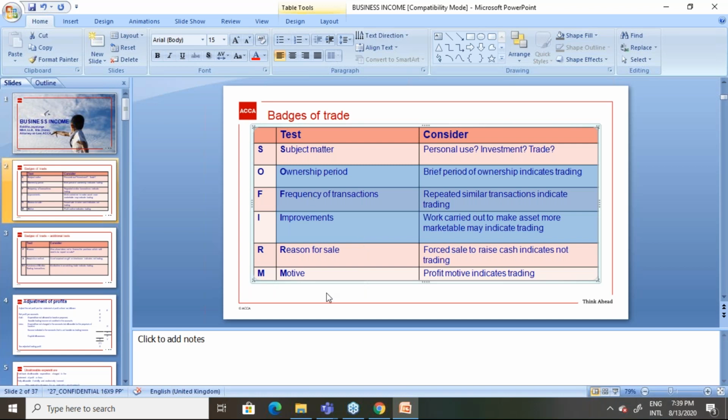You look at the subject matter. So the asset that you have sold, the property or the item that you have sold, is it something that you can use for personal use, or for investment purposes, or is it something to do with trading? Now, normally when you buy a property, straight away you can come to the conclusion it is for your personal use or for the purpose of investment. Normally, when you're selling land, we will not consider it as trading.